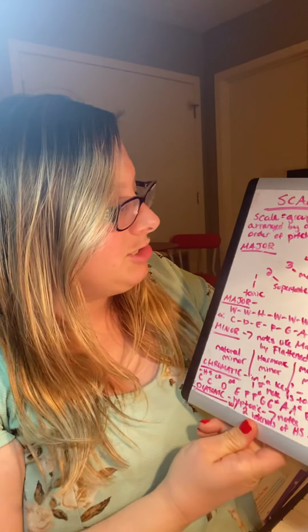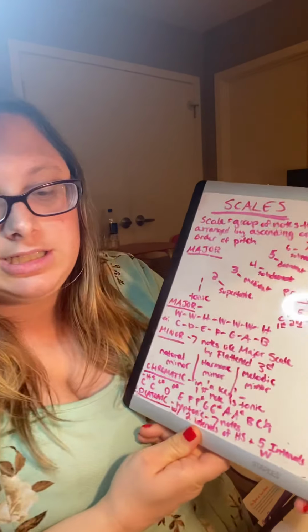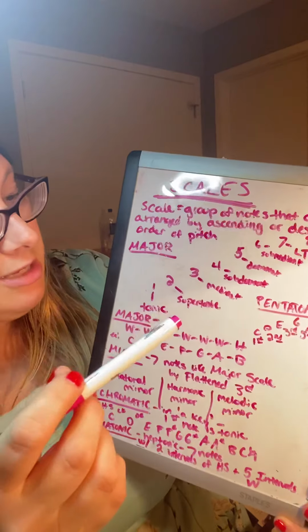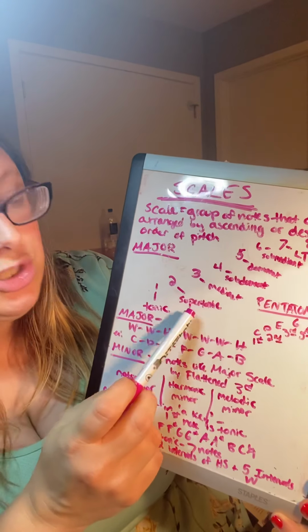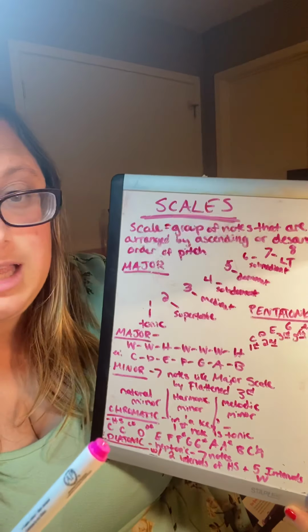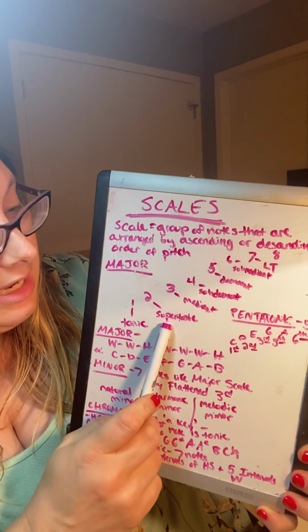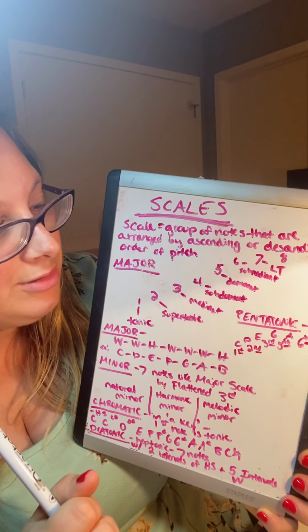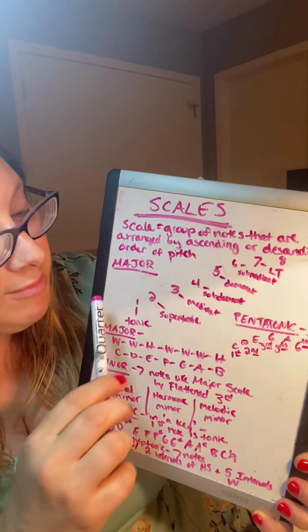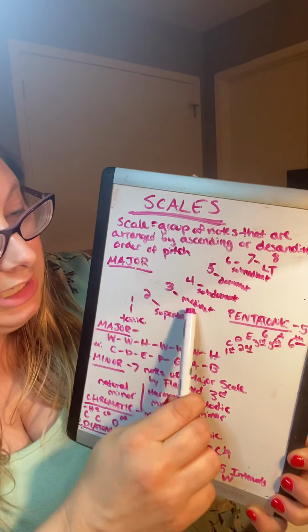In a major scale, the first note is called a tonic note. So in C major scale, C would be tonic. The second note would be called supertonic, and in this case, C major scale, it would be D. The third one is called the mediant note in the scale, and of course, in C major that would be E.